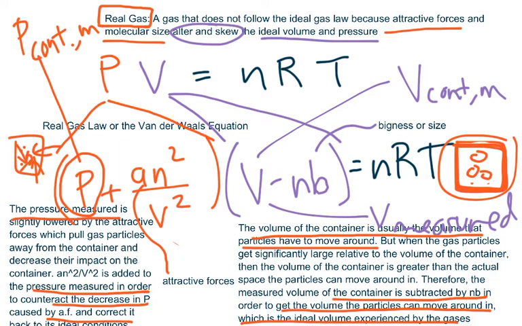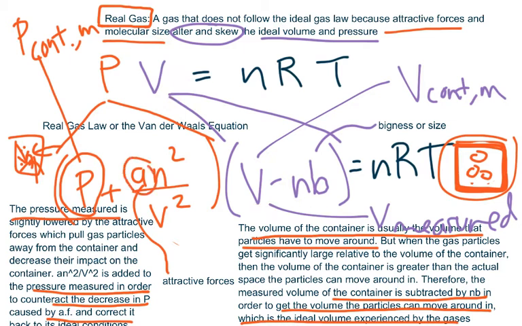So this just goes back to how the volume that we measure is tweaked by subtracting the volume of the particles in order to get the ideal volume. So it's essentially just correcting it in a way.